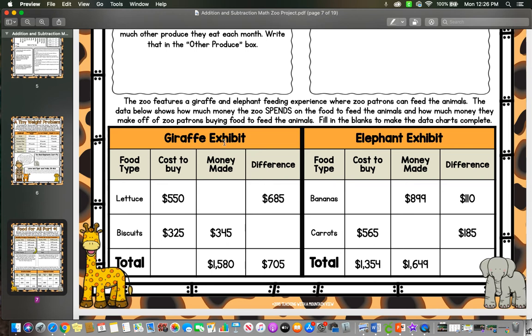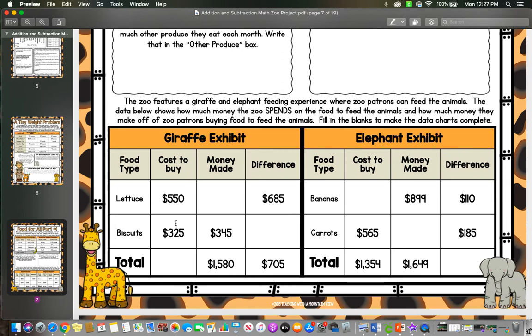So the giraffe exhibit, let's do this as an example. It costs the zoo $550 to buy enough lettuce for the patrons, the people who come into the zoo, to feed the giraffes some lettuce. The money made is blank, and the difference is $685. So you have to figure out how much money they actually made feeding the giraffe the lettuce.